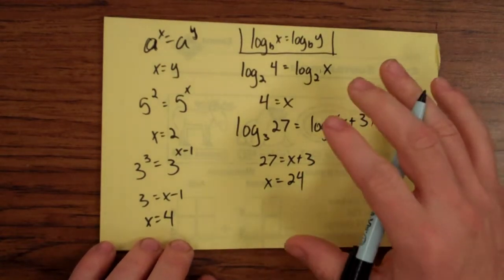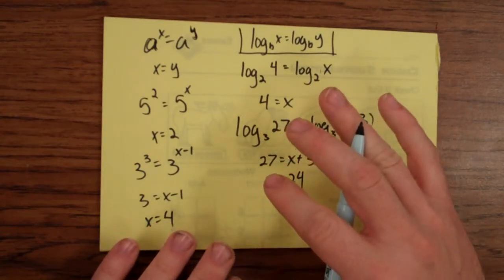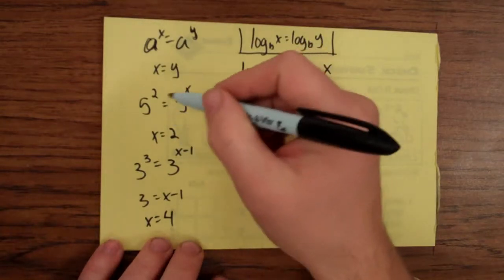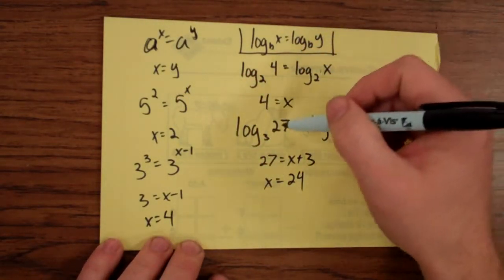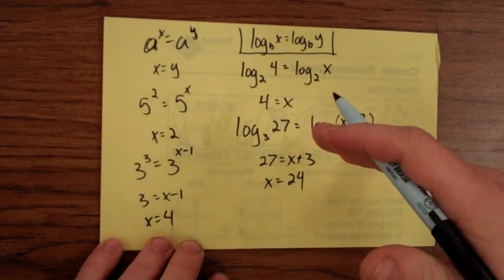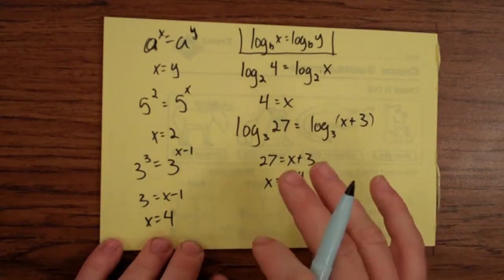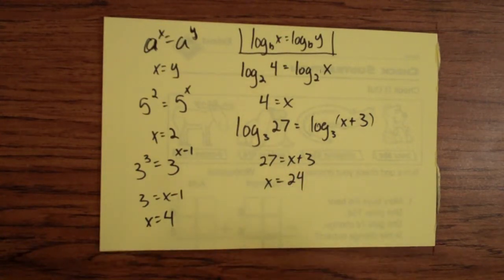So those are really all I wanted to talk about. I did mention the third kind, but that really is just a little bit of practice. I wanted to talk about the concepts of why I can set these exponents equal to each other. Why can I set these things equal to each other, x and y, 4 and x, 27 and x plus 3? And hopefully give you a little more depth of understanding rather than a how-to kind of video. So we'll do some practice problems in the next videos.